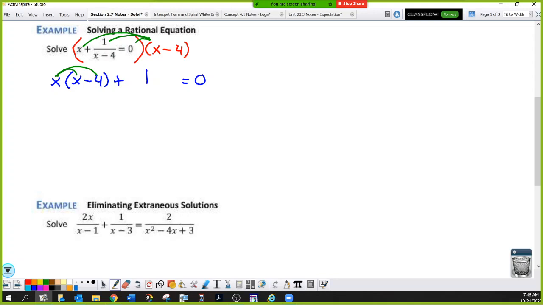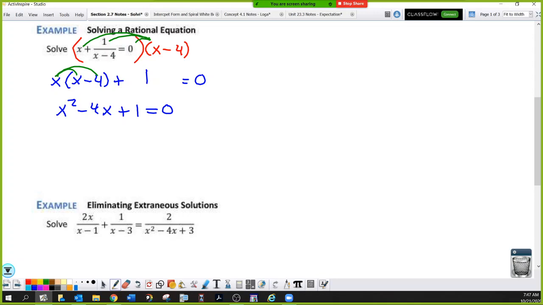No, it would have been x minus 4 over x minus 4, which does simplify to 1. All right, now we're going to distribute that x, get x squared minus 4x plus 1 equals 0. And again, quadratic. So we hope it factors. Oh, no, this one doesn't factor. Shucks. So how are we going to solve it?